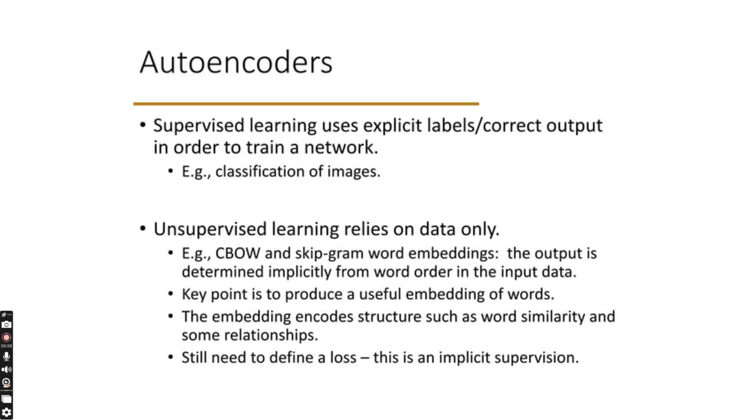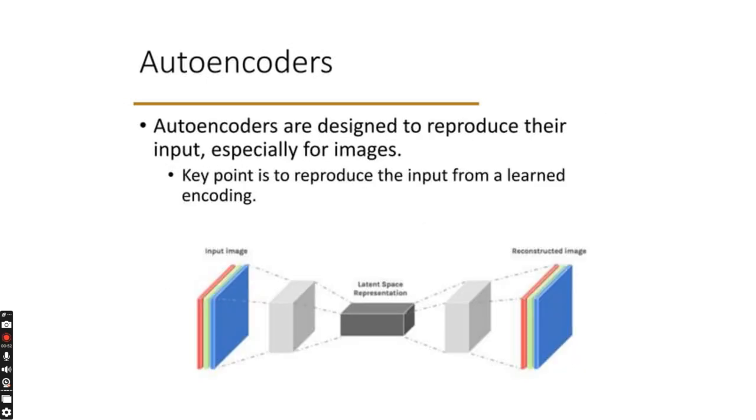Unsupervised learning relies on data only. Example, CBOW and skip-gram word embedding. The key point is to produce useful embeddings of words. The embeddings encode structure, such as word similarity and some relationships. This is an example of unsupervised learning. Do you know what supervised learning and unsupervised learning are?